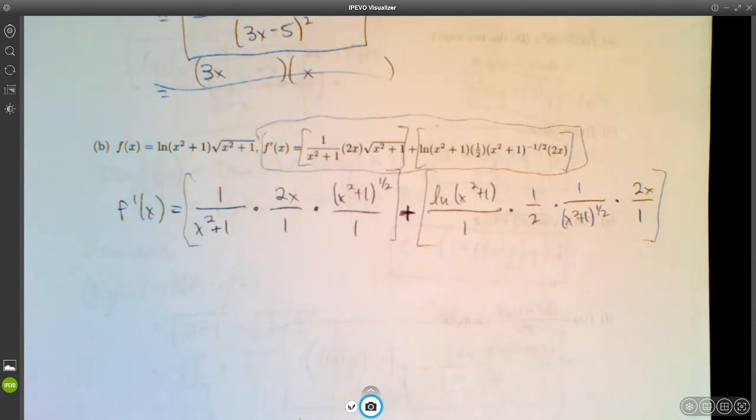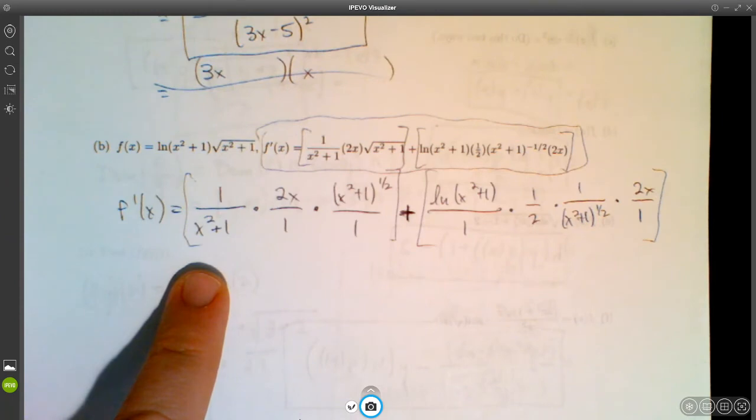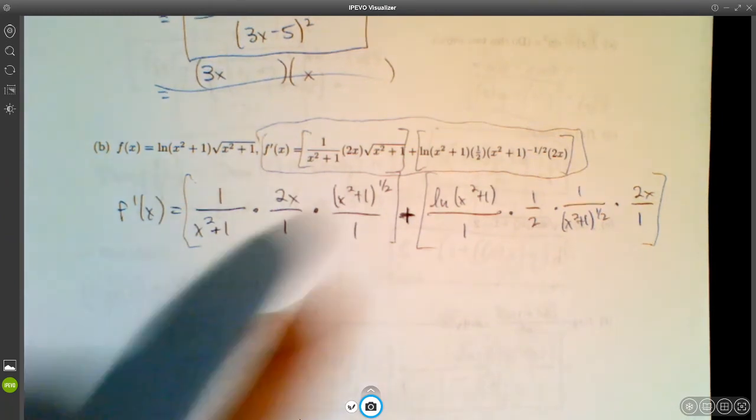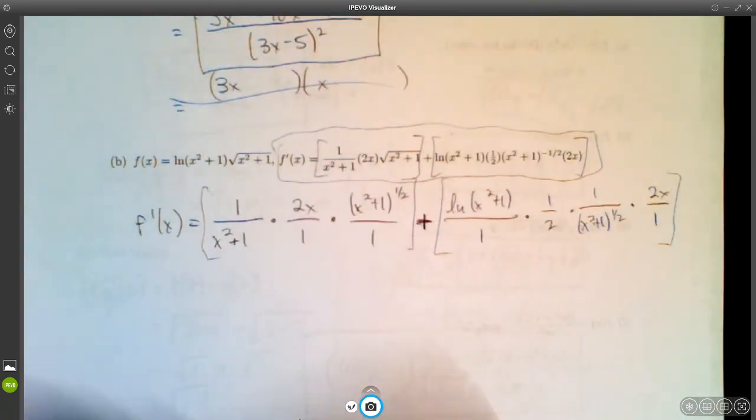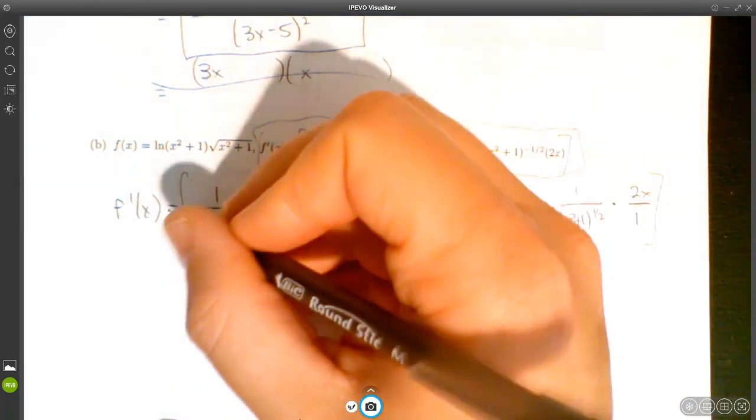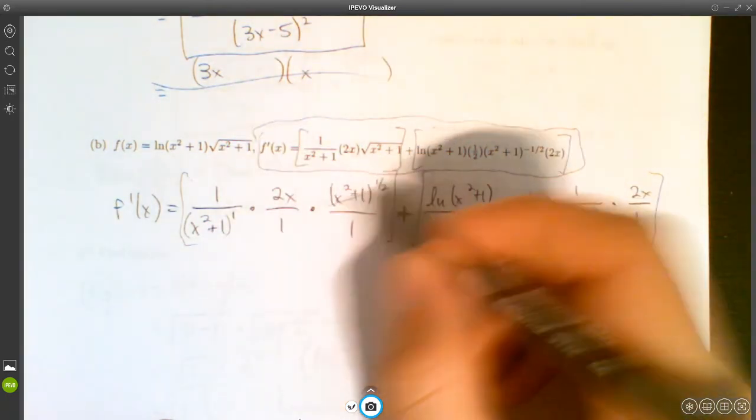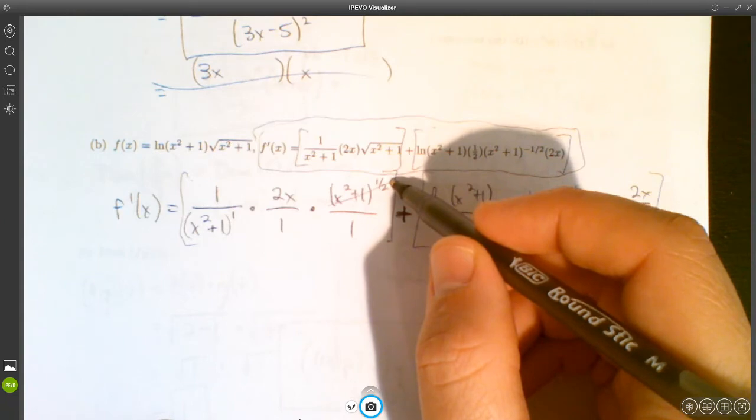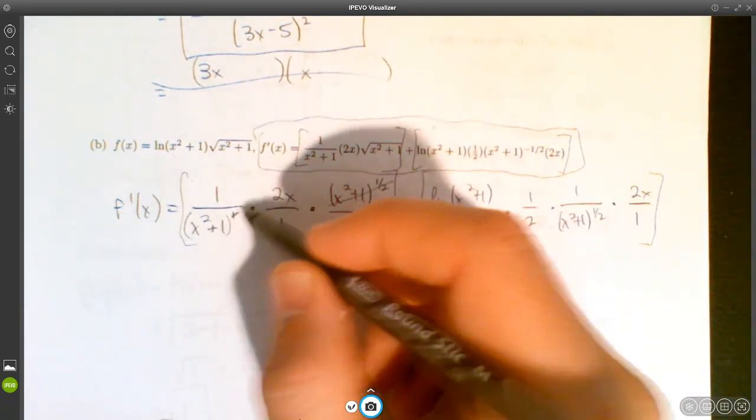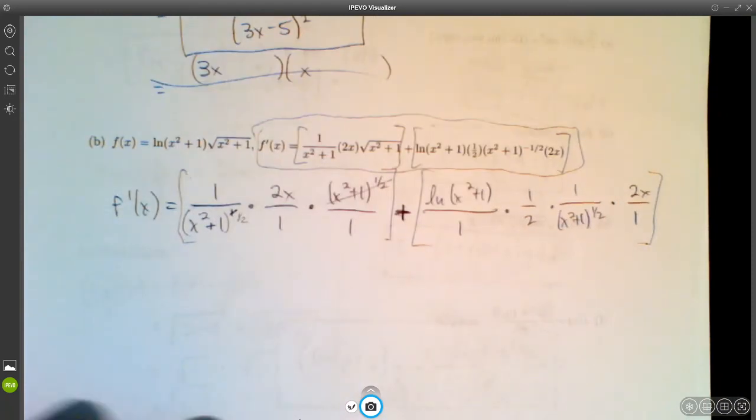But it's easier for me to see where things are going to cancel. Like right here, for example, anything in the numerator you can cancel with anything in the denominator. So for this first term in particular, this is an x squared plus 1 to the first power. So I can cancel off the x squared plus 1 to the 1/2 here and cancel it off there, and I'm going to be left with an x squared plus 1 to the 1/2 there in the denominator, right?